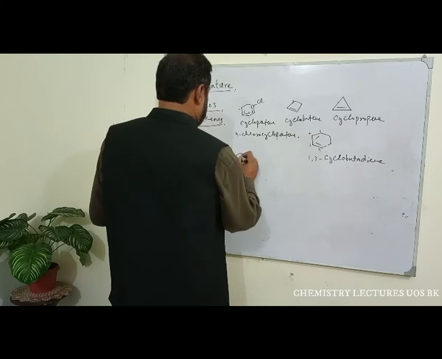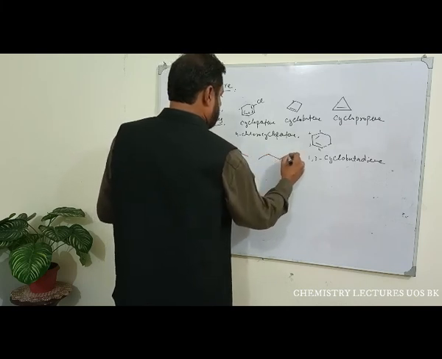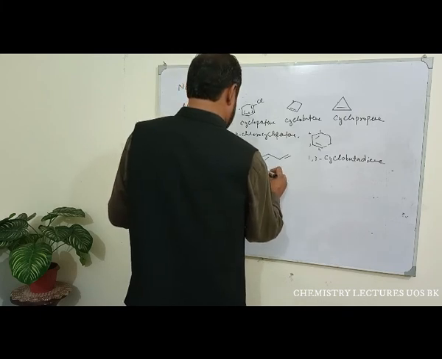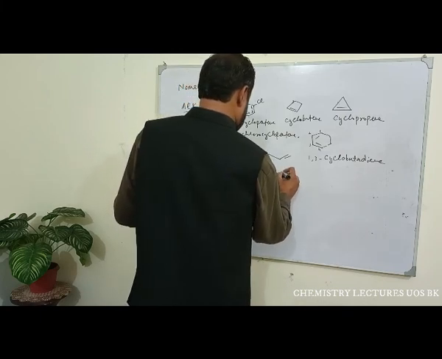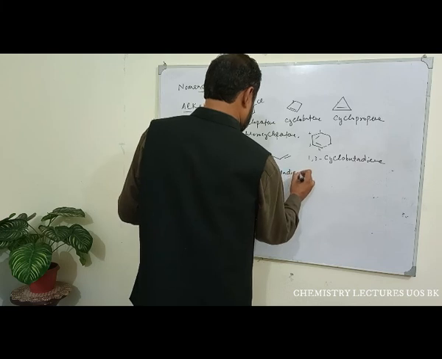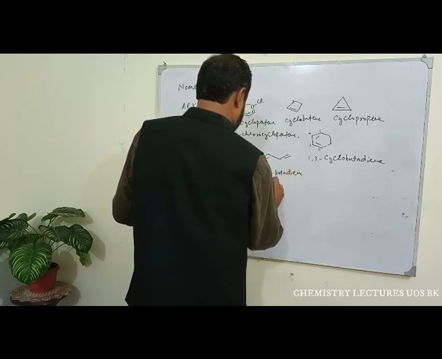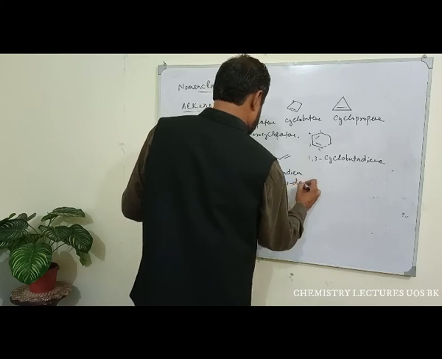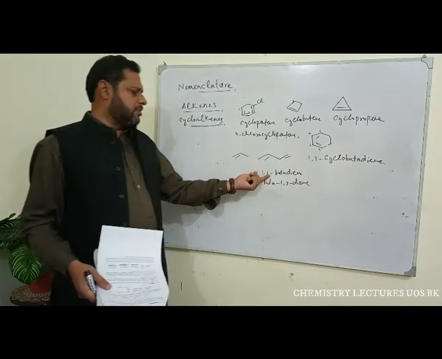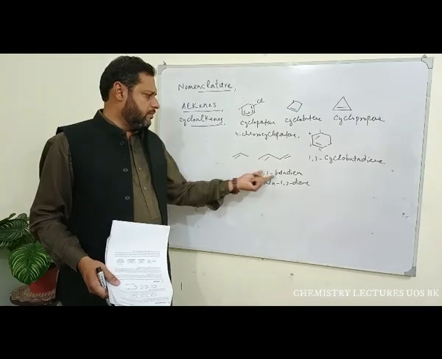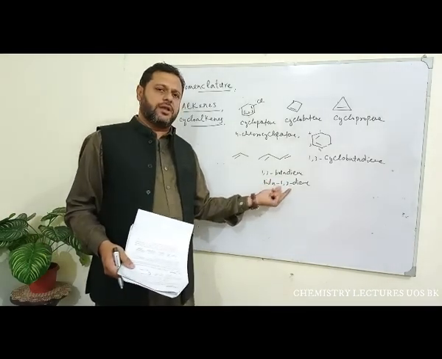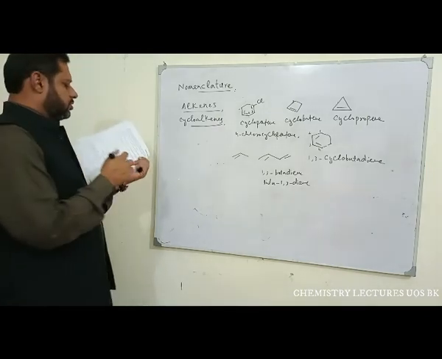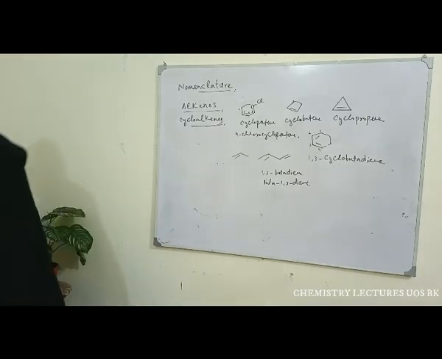If we have a common chain, an open chain, and if we have double bonds, then these are called butadienes, which means it will be 1,3-butadiene. Or you can write buta-1,3-diene. This number can be written in the front of the name or in between the name. It can be written as buta-1,3-diene and so on. So this is all about the alkenes.